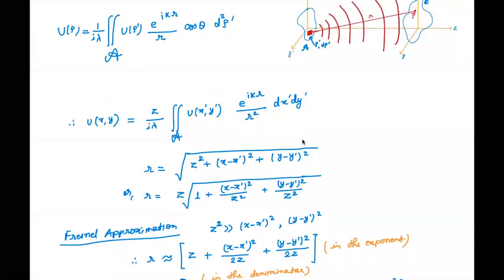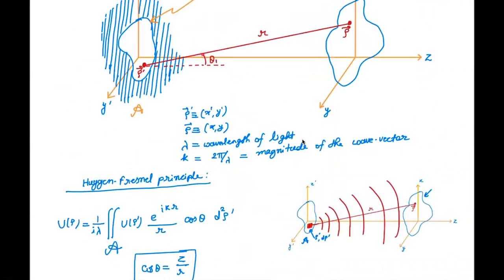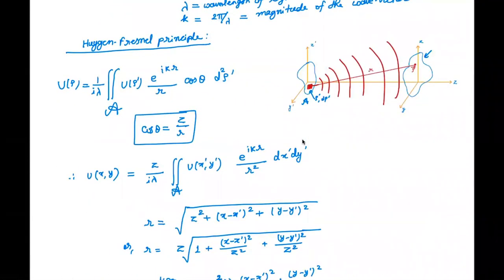First of all, this cosine theta that we have over here, we can write as cosine theta equal to z by R. Why? Because this is my theta, this is my z, and that's R. So cosine theta equals z by R is how we can write it. Okay, so this is fine. Now let's insert this, cosine theta as z by R, in this equation.